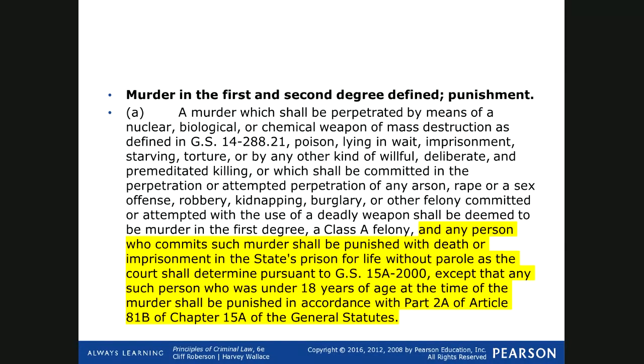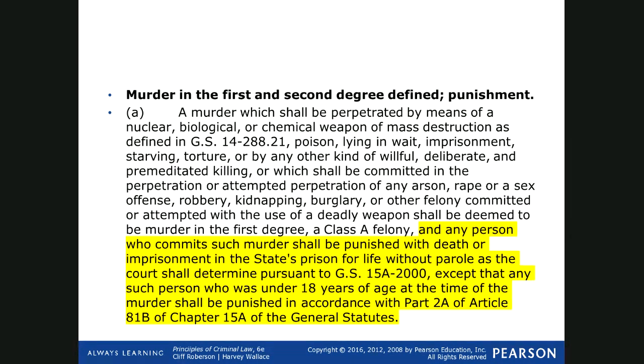When we're looking at murder in the first and second degree, it says that a person who kills another person by poison or lying in wait, imprisonment, starving, torture, or by any other kind of willful, deliberate, and premeditated killing, or which shall be committed in the perpetration or attempted perpetration of any arson, rape, or a sex offense, robbery, kidnapping, burglary, or other felony may be deemed to be murder in the first degree.